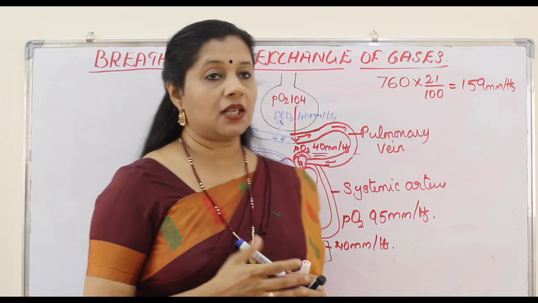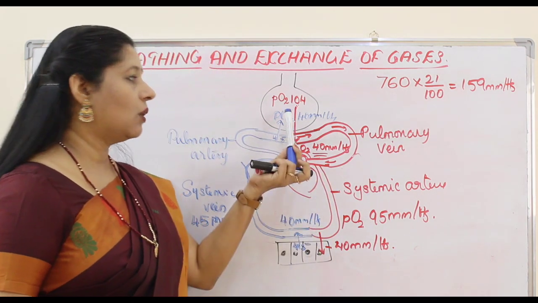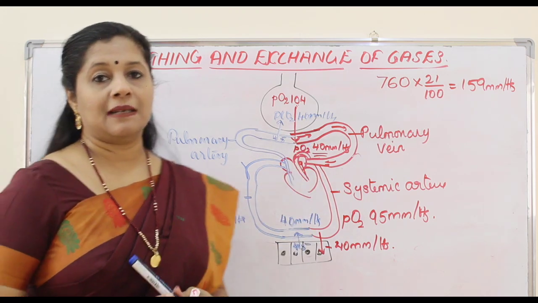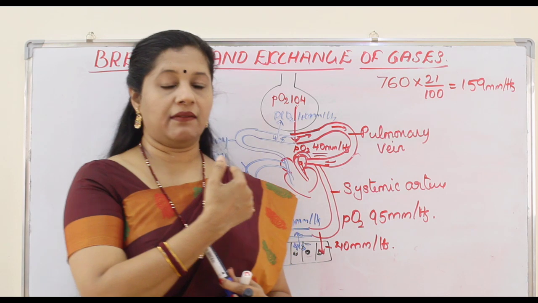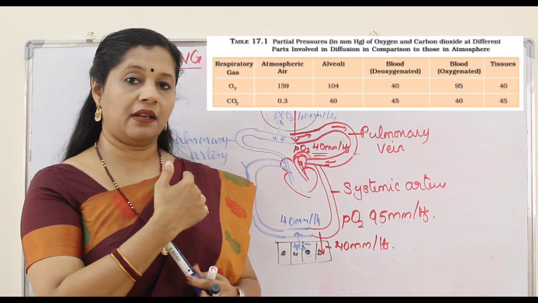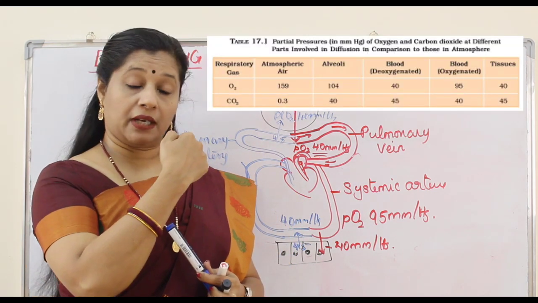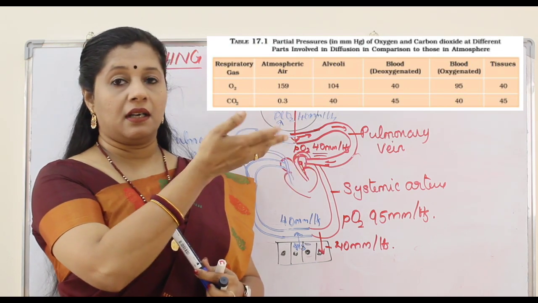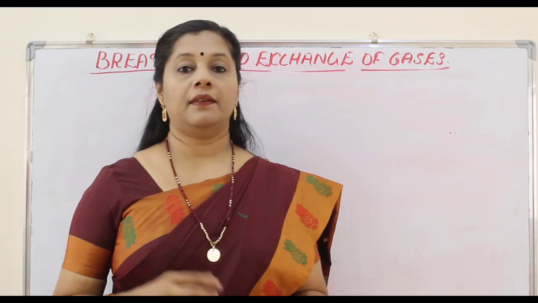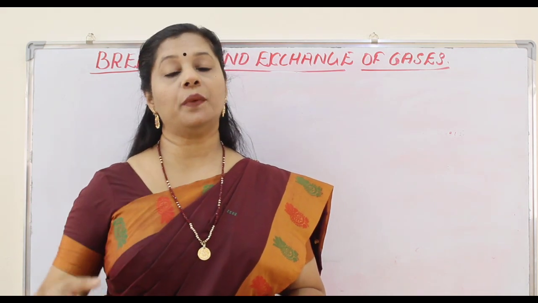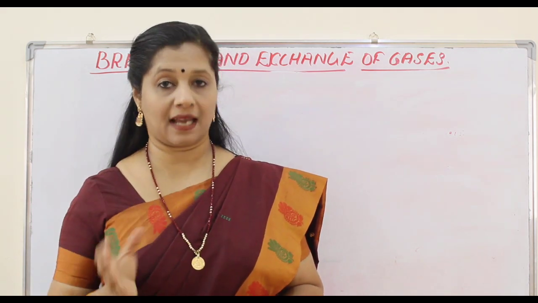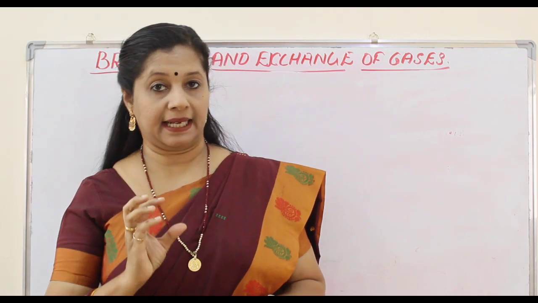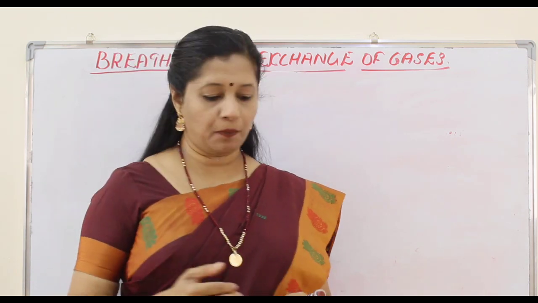So this is how exchange is happening, two sides of exchange. One is between alveolus and the blood, and second between blood and the tissues. In your textbook, this table is given. For oxygen you read from left to right, and for carbon dioxide you read from right to left. We will now discuss the membranes through which the blood has to pass while exchange is happening, that is, when it is going from alveolus to blood capillary, which layers it has to pass.